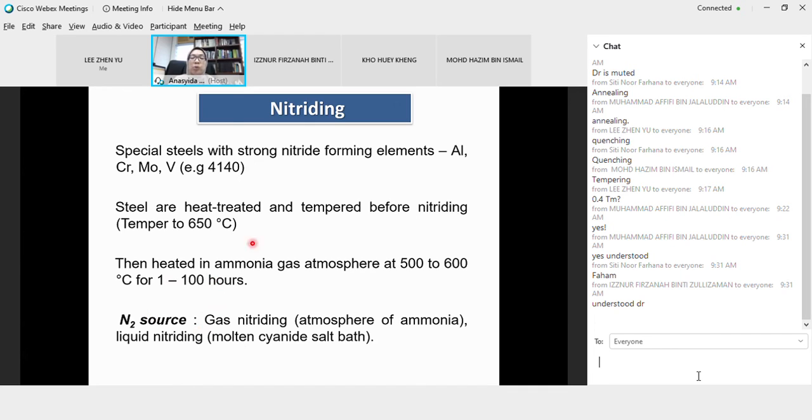So okay, you can also use different gas. This is gases dia punya example. You can also use liquid. So gases sama ada gas nitriding ataupun liquid nitriding. So dia guna molten cyanide bars. So sama macam tadi dia ada guna solid kan, tapi untuk nitriding we only have two sources, either gas or liquid.